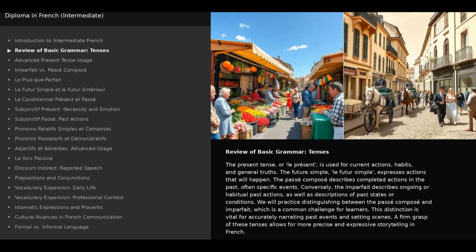We will practice distinguishing between the passé composé and imparfait, which is a common challenge for learners. This distinction is vital for accurately narrating past events and setting scenes. A firm grasp of these tenses allows for more precise and expressive storytelling in French.